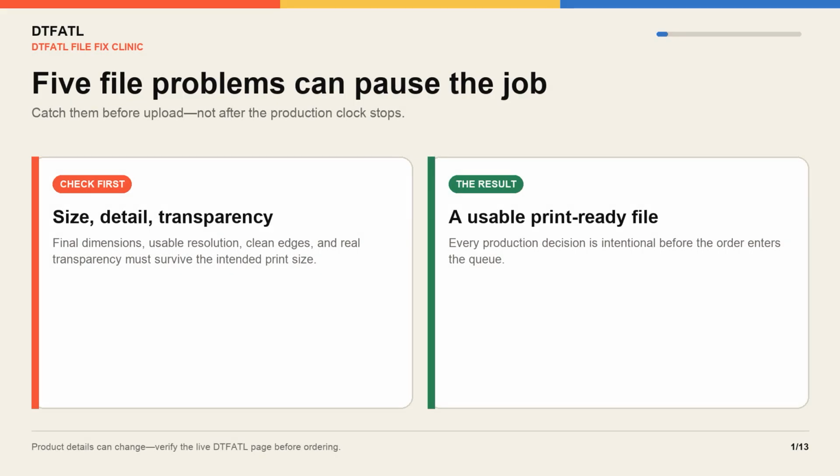Check these 5 file problems before upload because anyone can pause production. Wrong dimensions, low resolution, a fake transparent background, excess transparent padding, or unintentional fine and semi-transparent details. In this lesson, we will diagnose each one, run a real final size resolution test, and finish with the same print-ready checklist DTFATL uses on its live site.